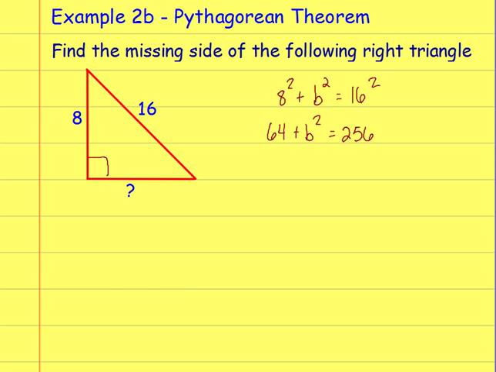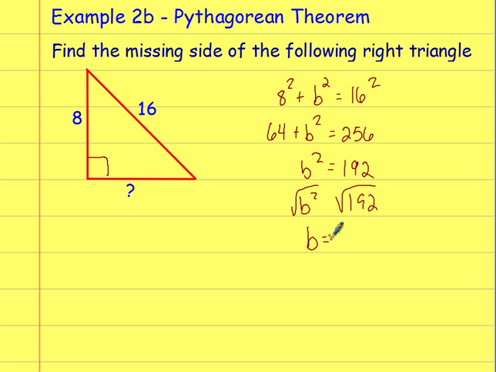Now what am I going to do? Because remember, I'm trying to solve for B, which means I need to get B by itself, alone. Good. So then I'll have B squared is equal to 192. And then now what? Square root it. So I'll square root both sides. So when you square root B squared, you're just left with B is equal to, what's the square root of 192?